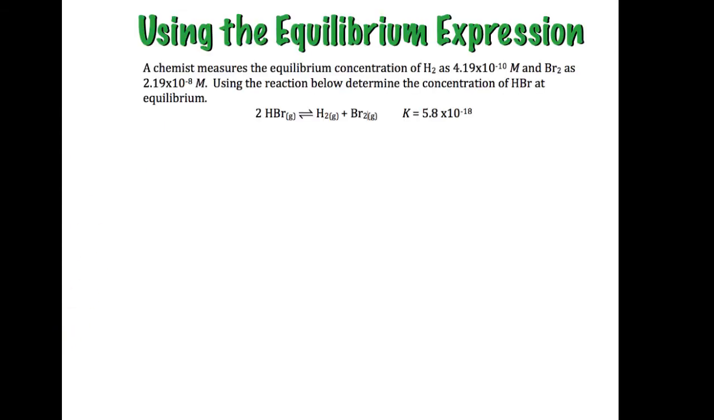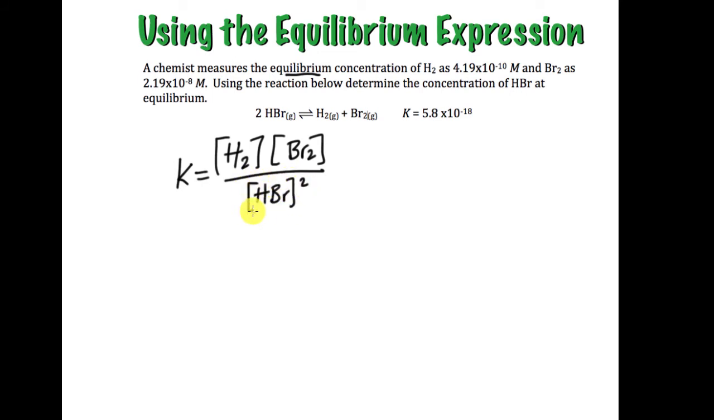All right, for this one here, a chemist measures the equilibrium concentrations of H2 and Br2. So this is different. We're starting with these at equilibrium, and they measure those values at equilibrium. Using the reaction below, determine the concentration of HBr. So again, since everything is at equilibrium, K is equal to H2 times Br2, the bromine, over HBr squared. Okay, so I'm going to always write this out.